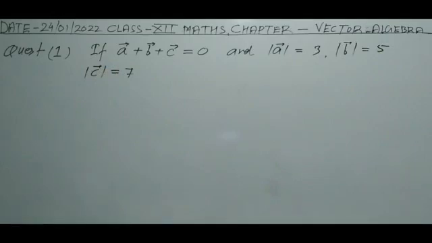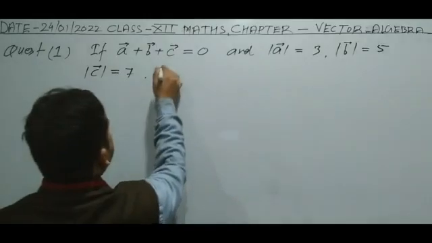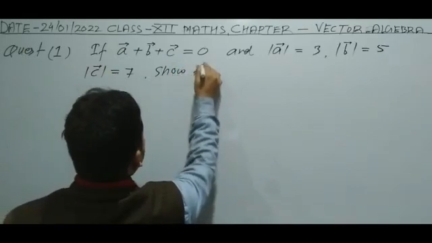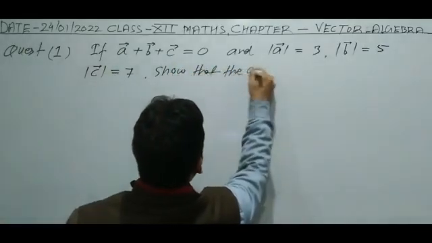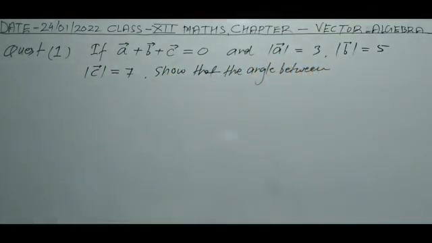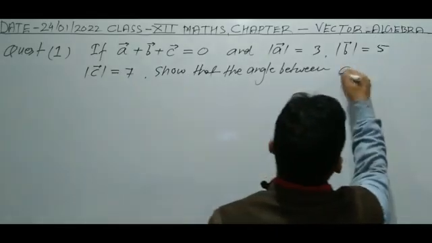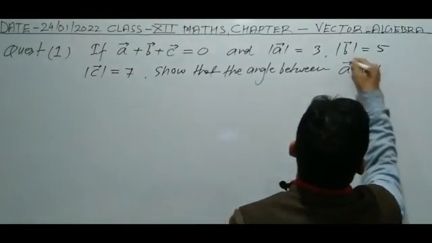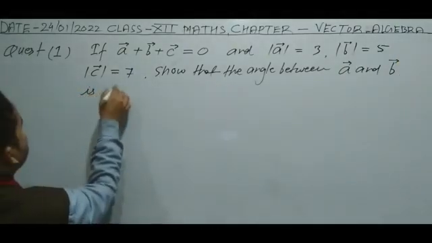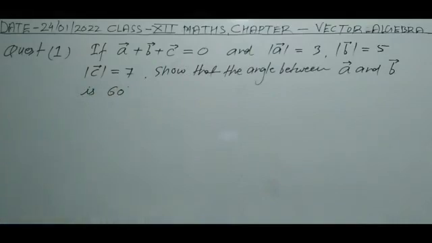Show that the angle between vector A and vector B is 60 degrees. So see the solution.